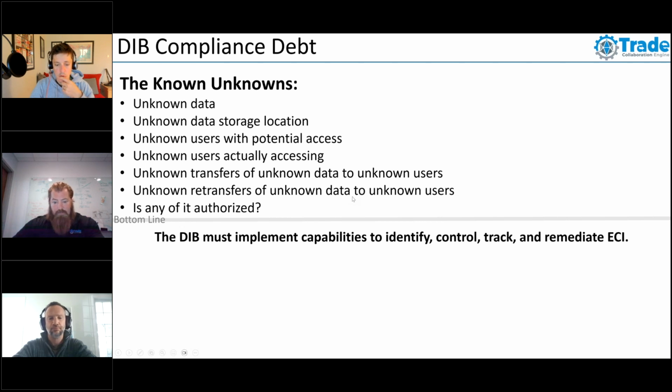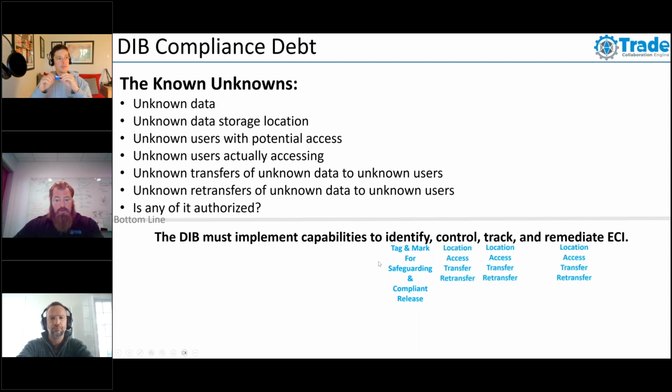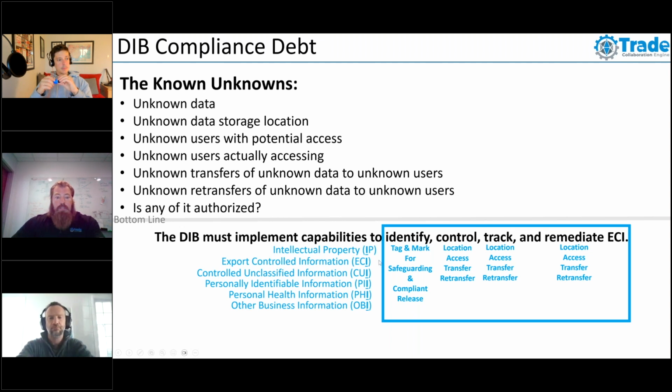So from a bottom line perspective, the DIB must implement capabilities to identify, control, track, and remediate ECI. So it all starts with the identification. You have to be able to tag and mark for safeguarding and compliant release. We're going to talk about those terms in the next slide or so, and we'll actually demonstrate some of this tagging and marking in a couple of slides as well. From a control, tracking, and remediation perspective, it's all about location, access, transfer, and retransfer controls, and we'll touch on each one of these today. Now, I mentioned ECI, but the great news is the same capabilities that are used to identify, control, track, and remediate ECI can be used for any type of information, right? It's not just an ECI use case.